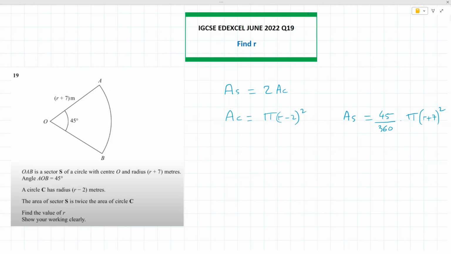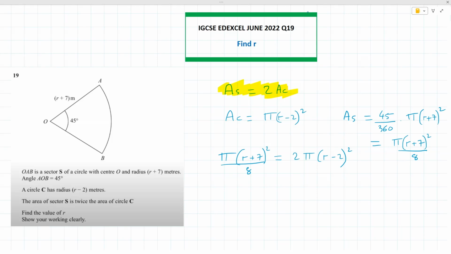And so 45 over 360, well, that's quite handy. That's actually 1 divided by 8 if you divide top and bottom by 45. So we actually have pi times r plus 7 squared divided by 8, and that is the area of the sector. So if we refer back to our initial assumption that the sector is 2 times the area of the circle, we can write this out as pi times r plus 7 squared over 8, and that will be 2 times the area of the circle, so 2 times pi times r minus 2 squared.